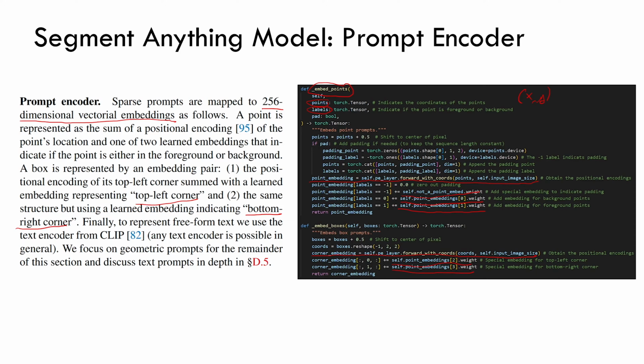Why do we want to create 256 dimensional vector embeddings? Because 256 is also the dimension used for the image embedding, because then we can combine them using a transformer.